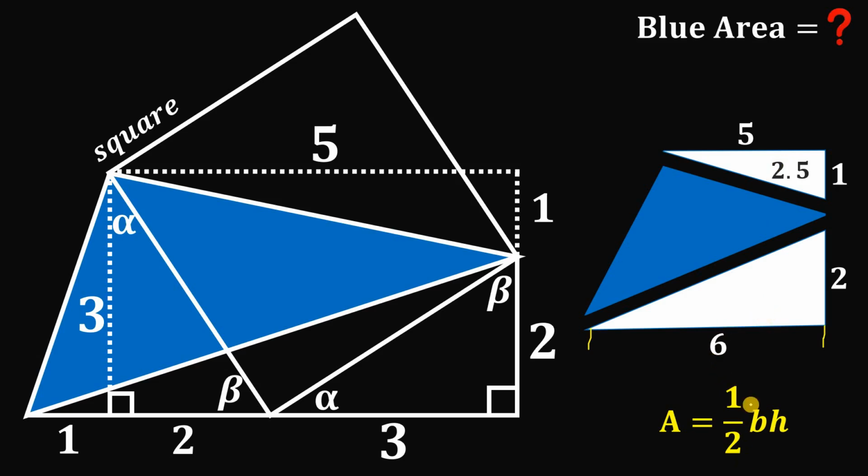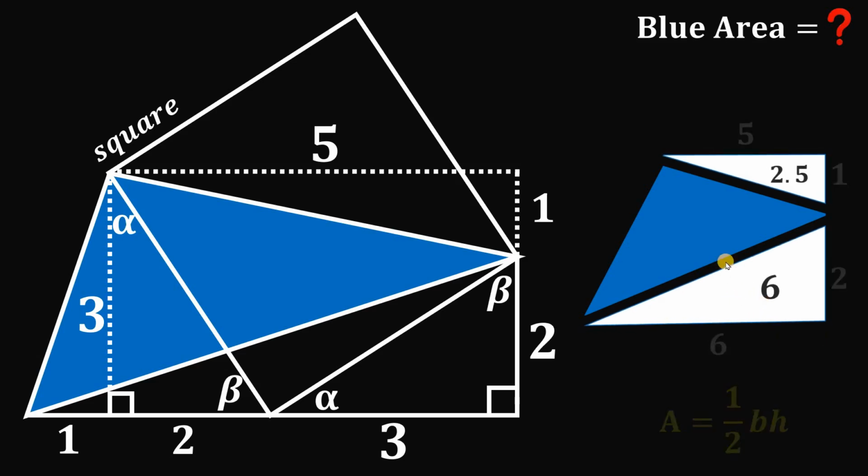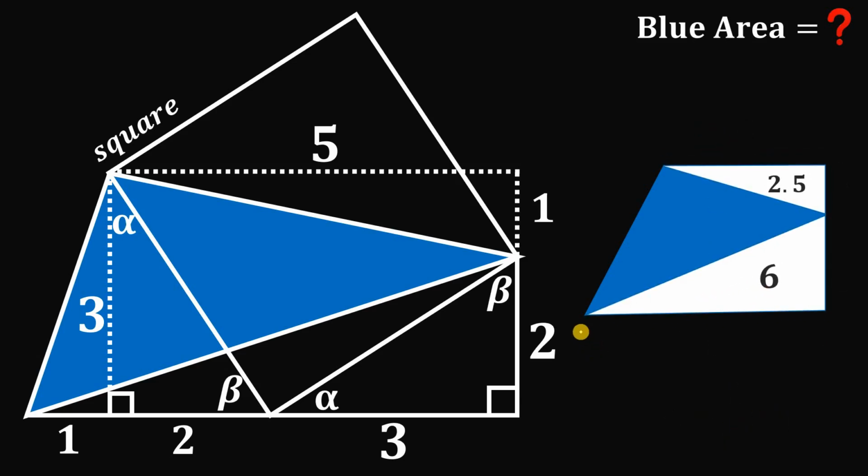Now in the bottom part, we have 1/2 times 6 times 2. So the area of this right triangle in the bottom part is simply equal to 6 square units. Now, going back to the trapezoid. To find the area of this trapezoid, we need the length of the bases. The length of the base is just 6 units. The height is just 2 plus 1, or 3 units. And the upper base is just 5 units.